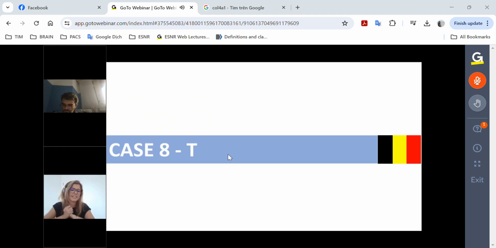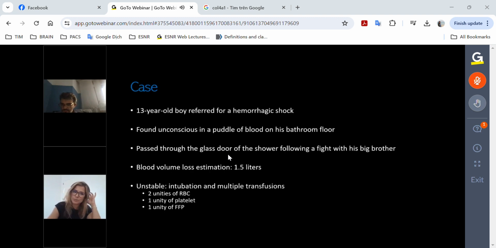So let's move to the last case of the presentation, which is case number 8 and the letter T. It was a 13-year-old boy who was referred for a hemorrhagic shock, and he was completely unconscious in a puddle of blood on his bathroom floor. What happened is that he fought with his brother. He was very tall, I remember him, and he passed through the glass door of the shower, but it was not a secure one. It was a very old shower and the kind that breaks if you pass through. So he had a lot of blood loss, estimated at 1.5 liters.